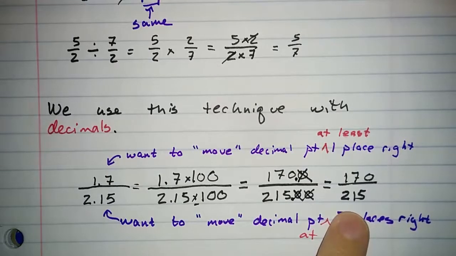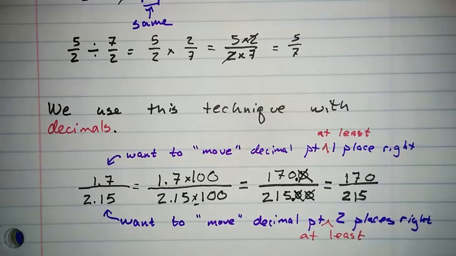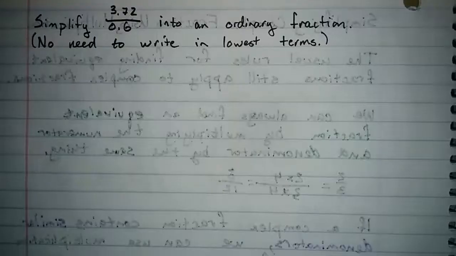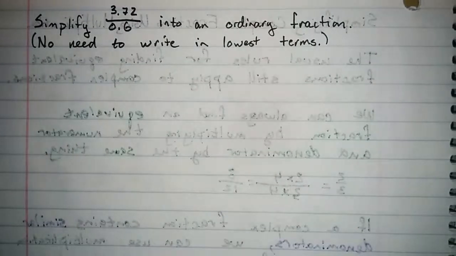And now, could I simplify this further as a fraction if I felt like it? Yeah, I see that these two have a common factor of 5, don't they? But we're not going to bother with that right now. You're welcome to if you'd like. Instead, I'm going to give you one of these to try. Just simplify to the point where the numerator and denominator are whole numbers, using this technique of multiplying the numerator and denominator by the same thing. Simplify 3.72 over 0.6 into an ordinary fraction. There's no need to write it in lowest terms, just for this example. Pause the video and try this now.